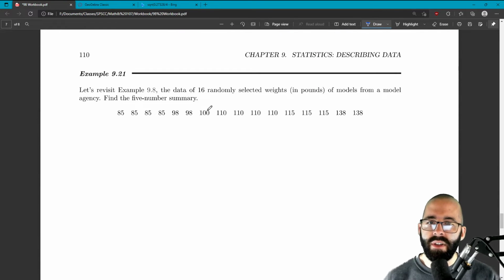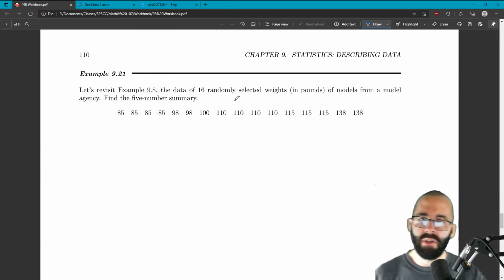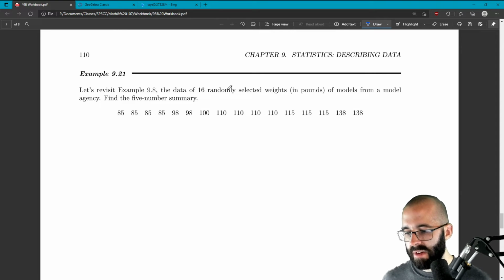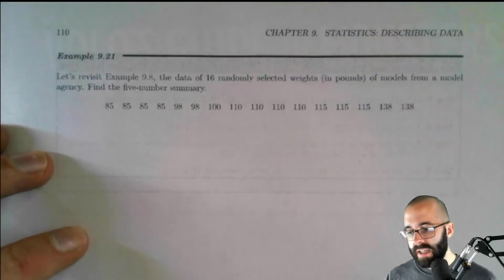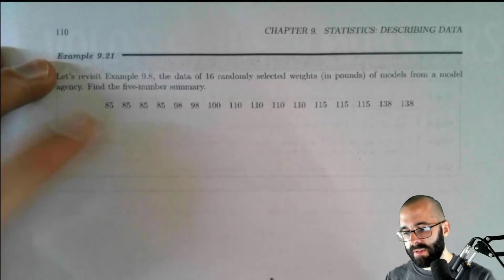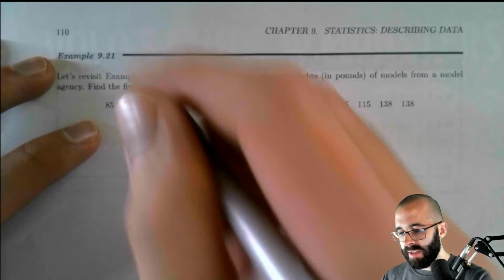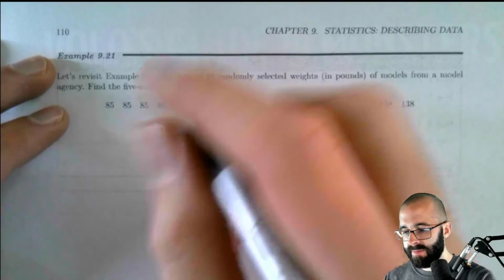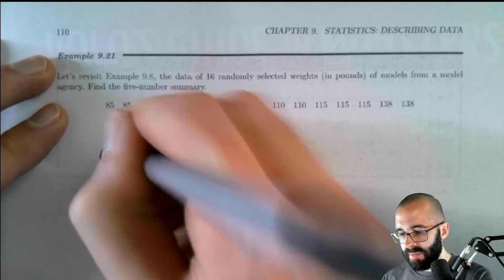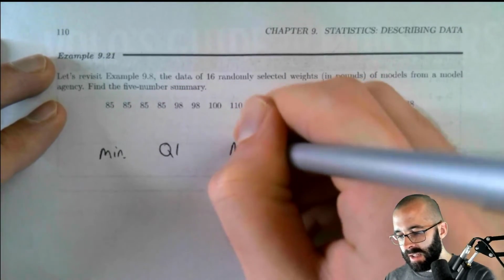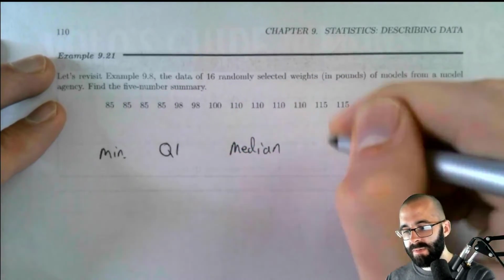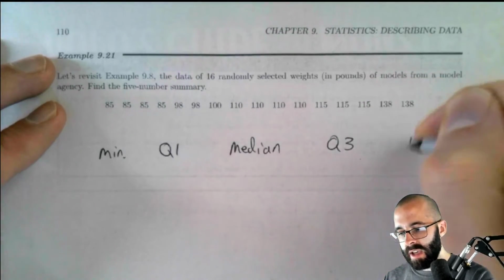Okay, so let's look at the weights again of these models and find the 5-number summary. As we go over and do this, first we have to find the median. That's our first step. Well, there's a couple of first steps, right? You can start with the minimum. We need the minimum. We need Q1. We need the median, also known as Q2. We need Q3. And we need the max.